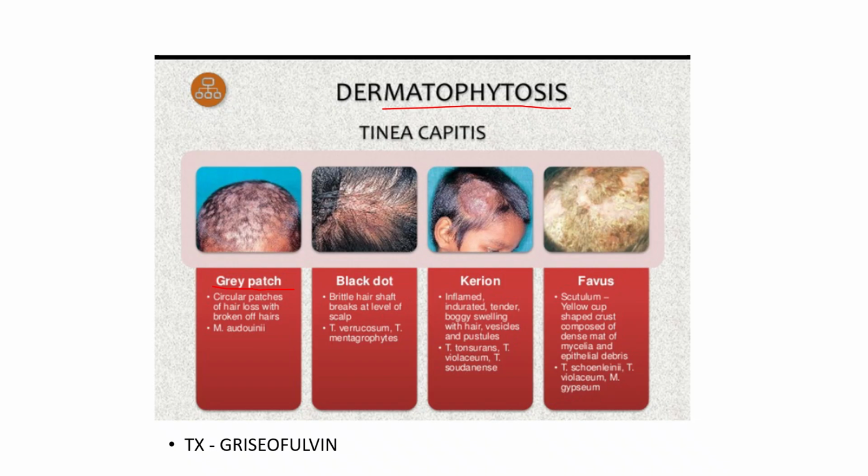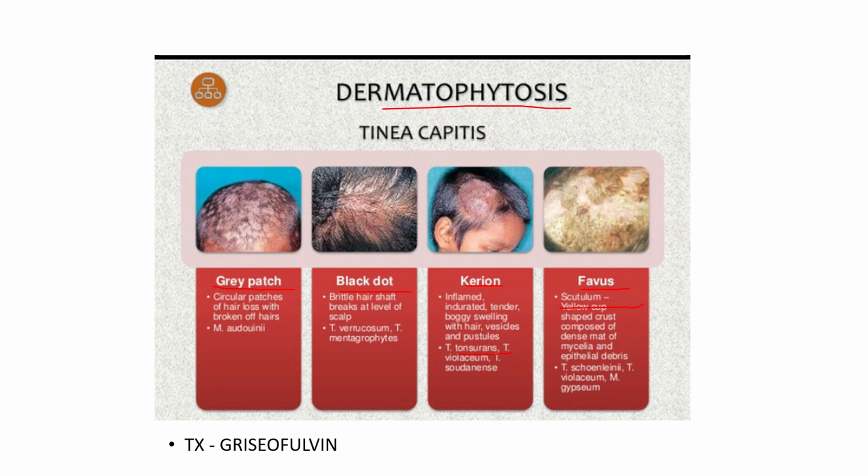Since the species is different, the manifestation is also different. There is black dot, that is brittle hair with sharp flakes at the level of the scalp, by Tinea violaceum and Tinea tonsurans. Then there is kerion, which is an inflamed, indurated and boggy swelling, and it's by Tinea verrucosum. And there is favus. Favus is described as a yellow cup-shaped crust composed of mycelia and epithelial debris.